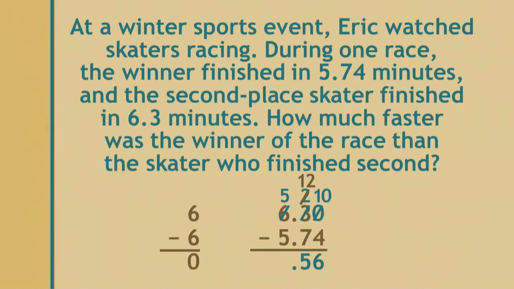The ones place is pretty easy. 5 minus 5 is equal to 0. So our answer is indeed 0 and 56 hundredths of a minute. We can check these addition and subtraction problems by using the inverse operation, just as we can with whole numbers. If we added the difference, 0 and 56 hundredths, to the subtrahend, 5 and 74 hundredths, we will get the minuend, 6 and 3/10. You're welcome to give it a try. It would be good practice for you.